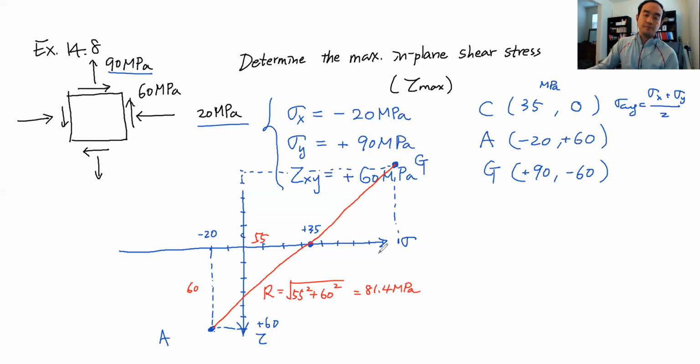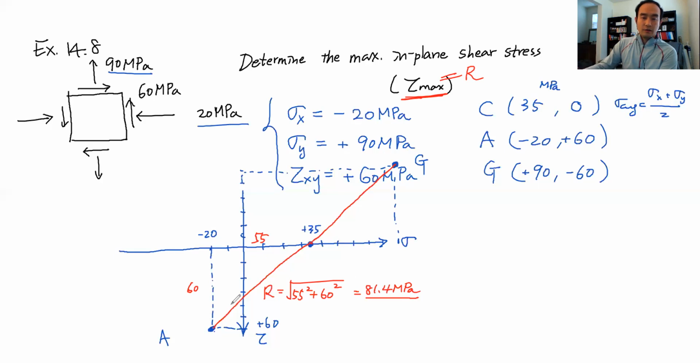Anyway, when you calculate the radius using this triangle, 81.4, if you understand the Mohr circle, the maximum in-plane shear stress tau max is equal to the magnitude of the radius r, right? So the answer should be 81.4 megapascal. But I just want to keep going to draw and complete this Mohr circle and then show how we can identify this 81.4 megapascal from the Mohr circle.